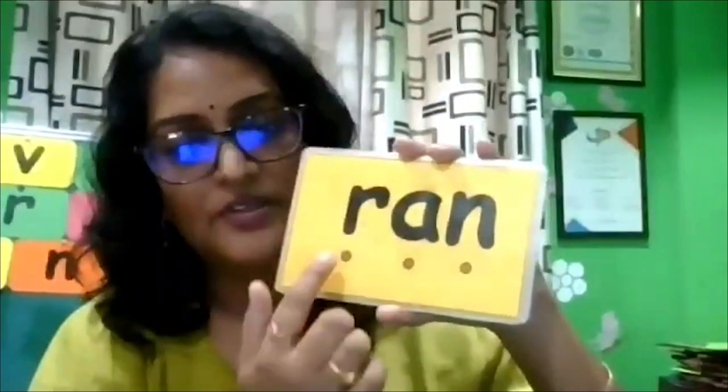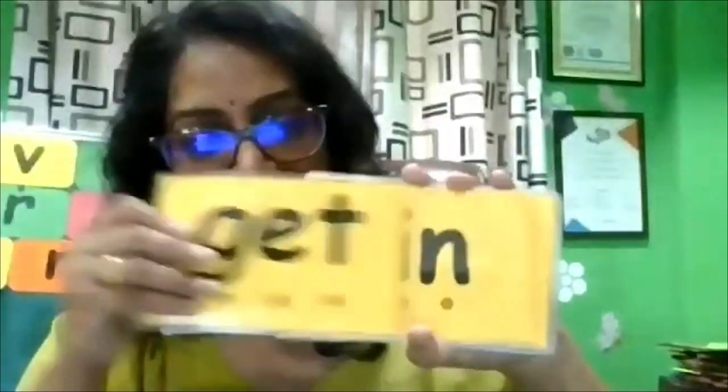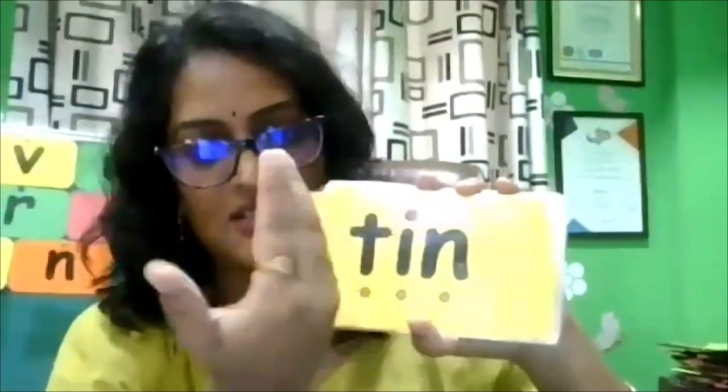Similarly, I have taken another continuous sound, ran, ran, ran. The child will be able to read it. Mop, m is again a continuous sound. So mop, the child will be able to read it. Now here, g-et, g-et. This is the area that the child will actually have to work on. I think the child will be able to do it because you have initially given the child a lot of practice with the blending wheels. Now, once you know that the child is able to read these words, get or tin, t also has an abrupt ending, t-in, okay? Then the child is good to go to the next step.